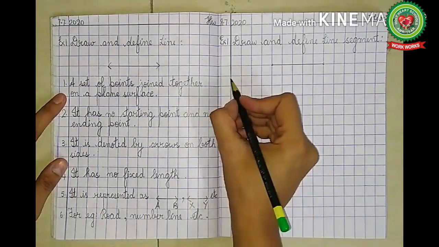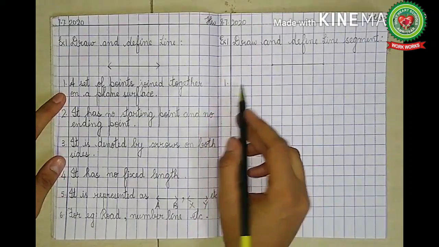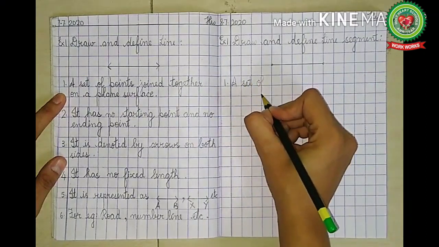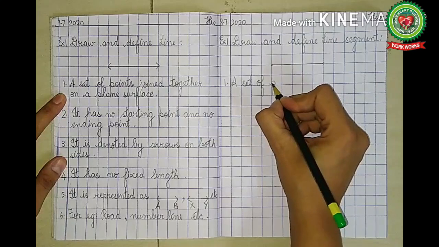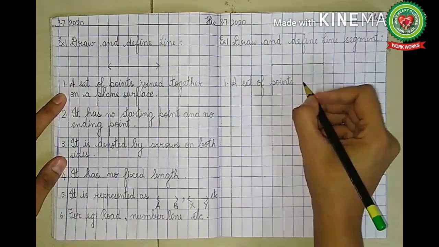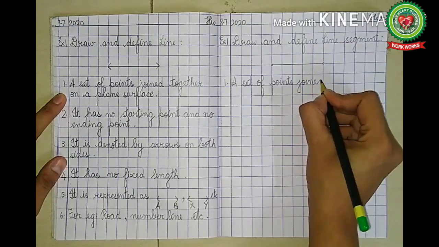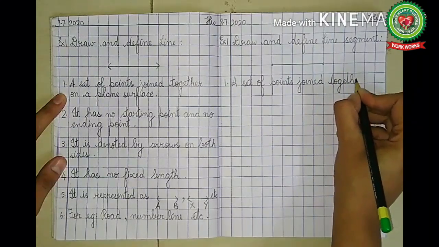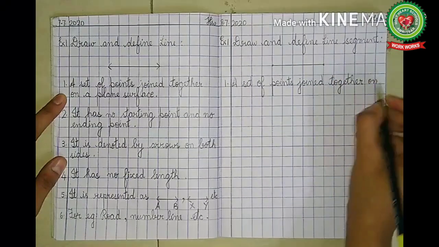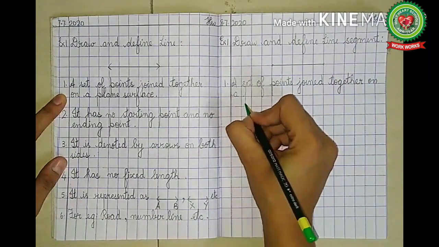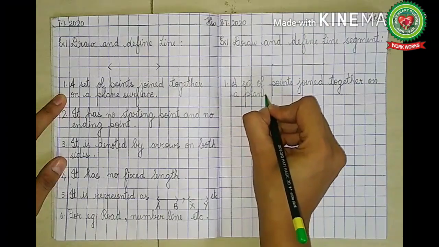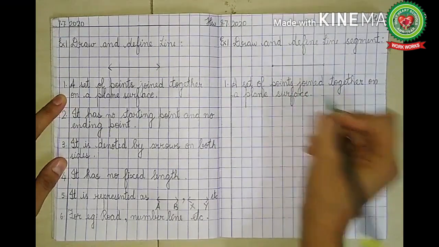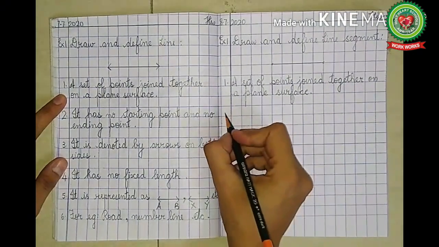Now leave a line, put number 1. Again our first point is a set of points joined together on a plane surface. Leave one line, put number 2.